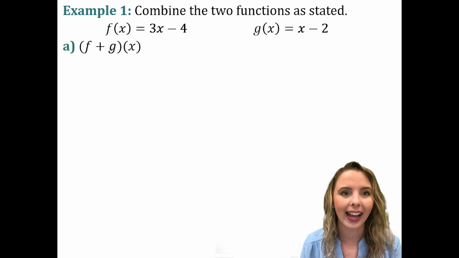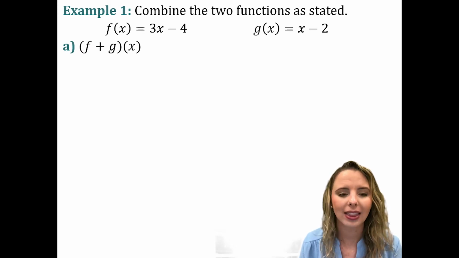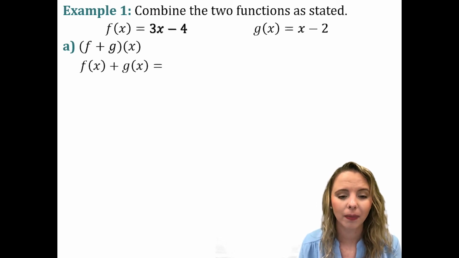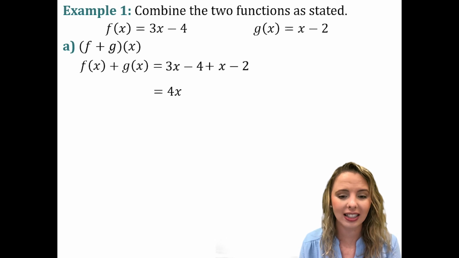So part A is telling us to say f plus g of x. What that means is we're going to say f of x plus g of x. What is f of x? 3x minus 4, right? Then we're supposed to have a plus, and then g of x is x minus 2. So here we need to simplify by saying 3x plus x is 4x and negative 4 minus 2 is negative 6.